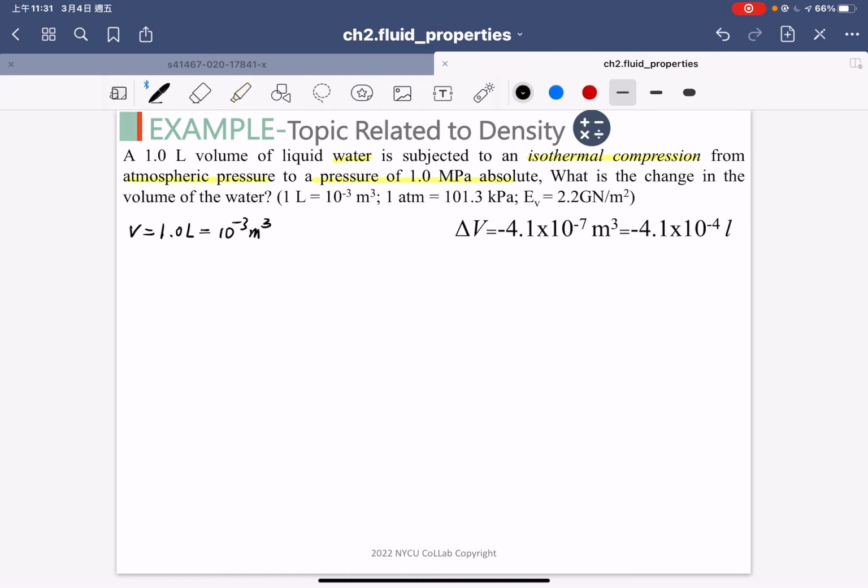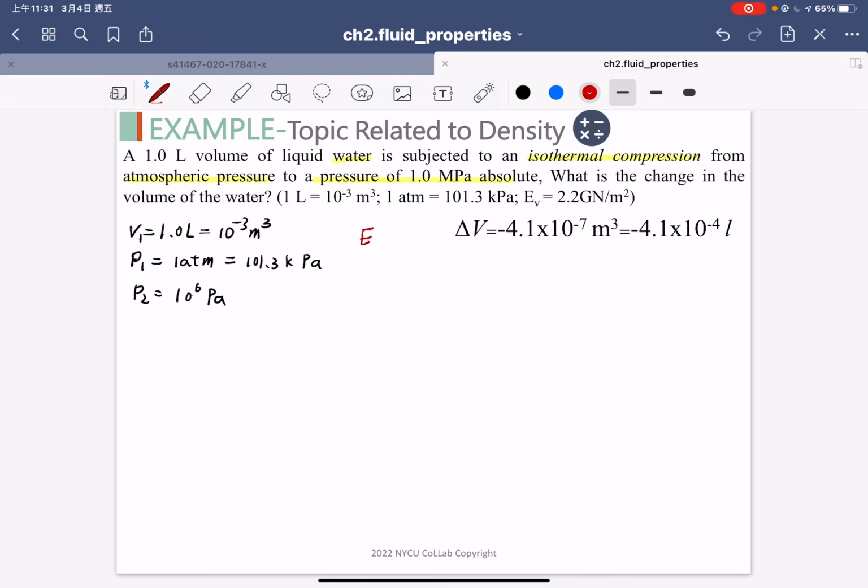Okay, so that means our P1 is 1 atm, and 1 atm is equal to 101.3 kPa. And P2 is 1 million Pa. Okay, so this is our V1. And the question is, what is the change in the volume of the water? So, what is the answer?